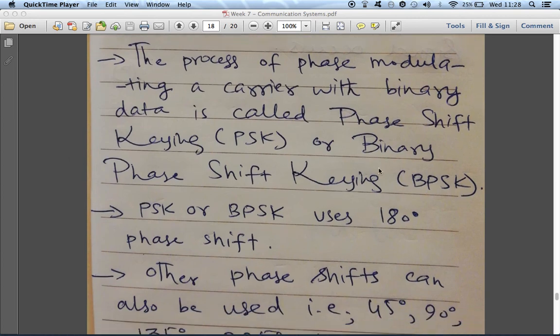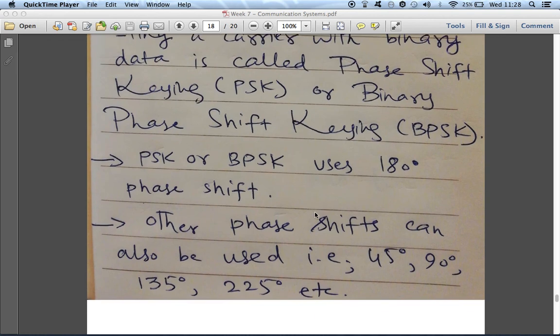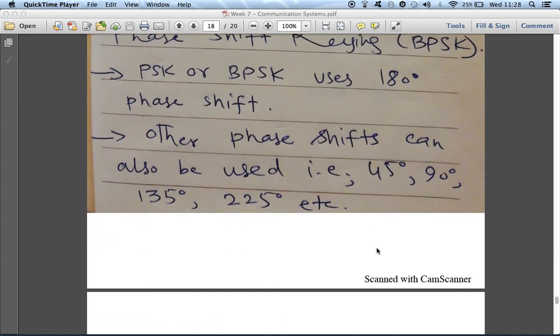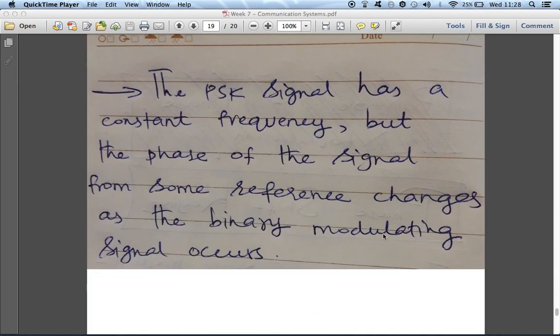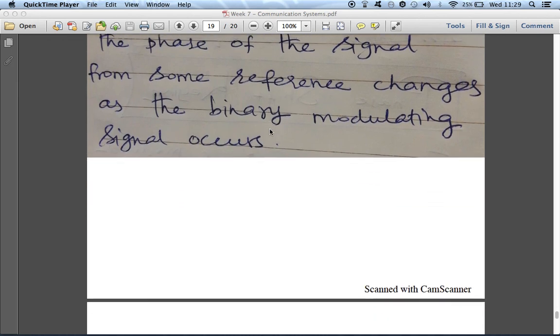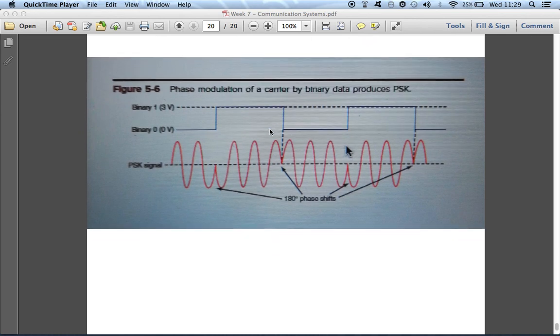We can also call it binary phase shift keying, because here we have two phases being used, 0 degree to represent a binary 0 and 180 degree to represent a binary 1, and we can also use some other phases to represent various other values as well. The PSK signal has a constant frequency, but its phase changes with the degrees we are using to represent various binary information. From this diagram we can see the exact behavior of the PSK signal.